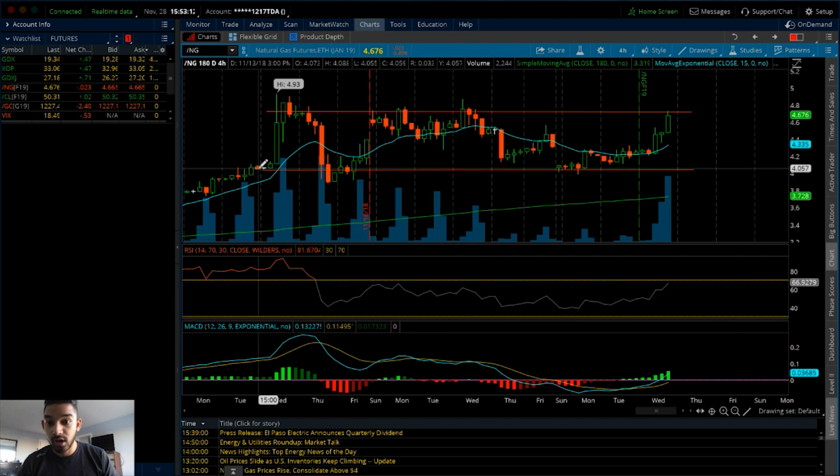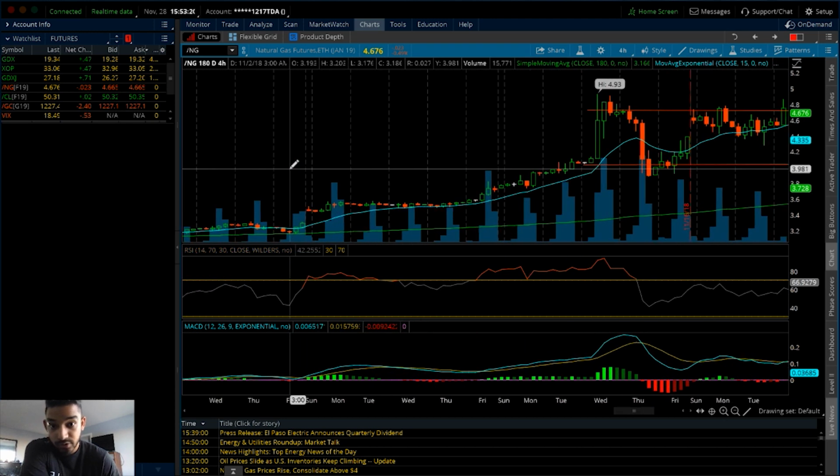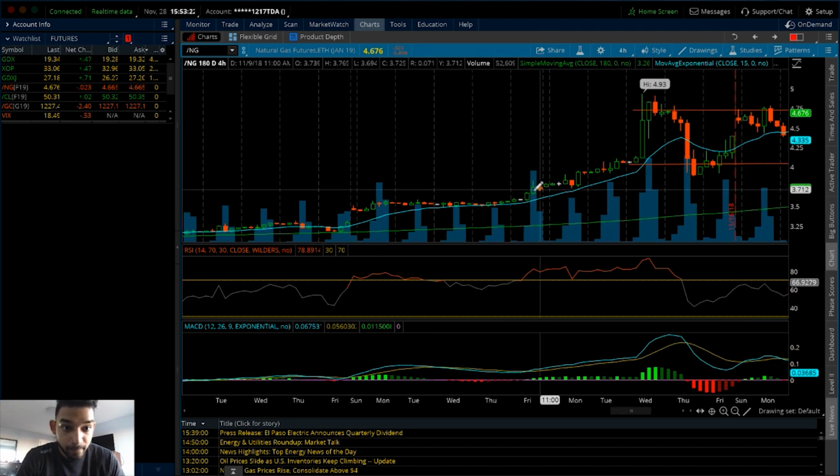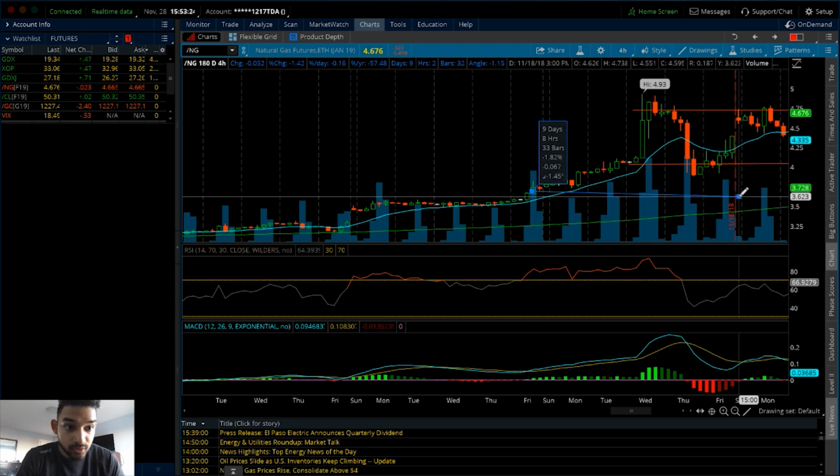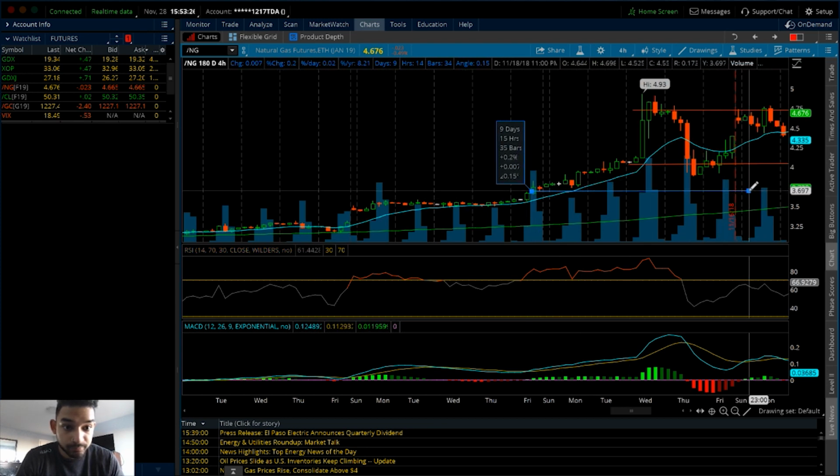So, again, stock breaks above the resistance line. Remember, previous resistance levels become new supports. So, for example, this would be my previous support.